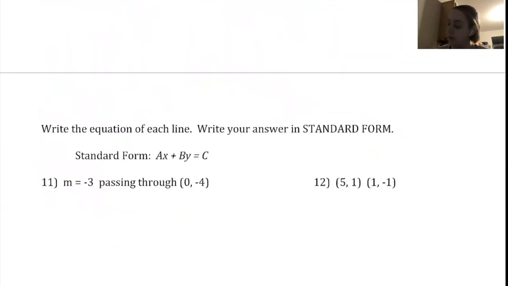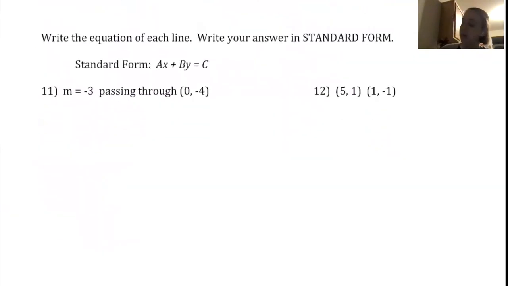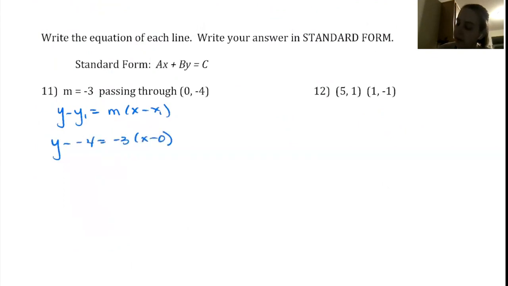All right, keep cruising. Write the equation of each line, write your answer in standard form. And here's our standard form. If you remember, this is the most recent thing that we've been doing. Go back to your point slope form again. So you have y minus a -4 equals -3 times x minus 0. The left-hand side is y plus 4. Right-hand side is -3 times x. That 0 you can drop out, or when you distribute the -3, you still get 0.